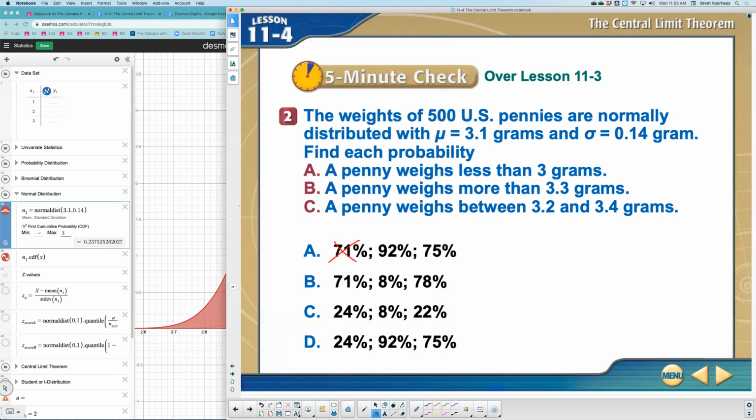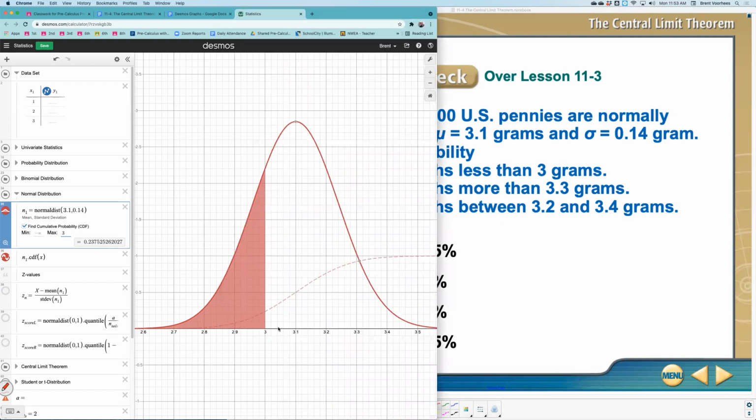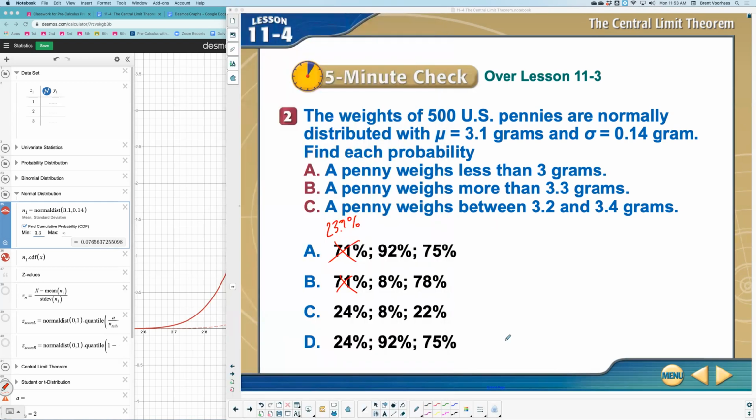So at this stage, I can eliminate this because we know it's 23.7%. The penny weighing more than 3.3. So now we want to say it weighs more than 3.3. So somewhere over here. So to weigh more than 3.3, I would not put it as the maximum. I put it as the minimum. This is 3.3 or greater. The probability is, it looks like 7.7%. And at this stage, we get the answer.